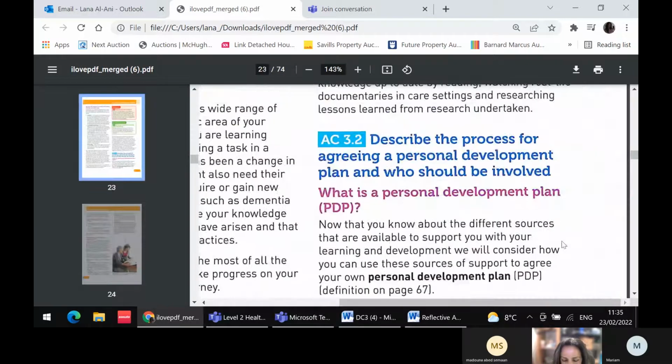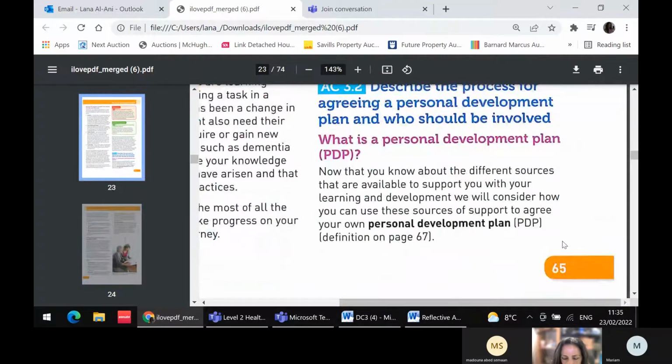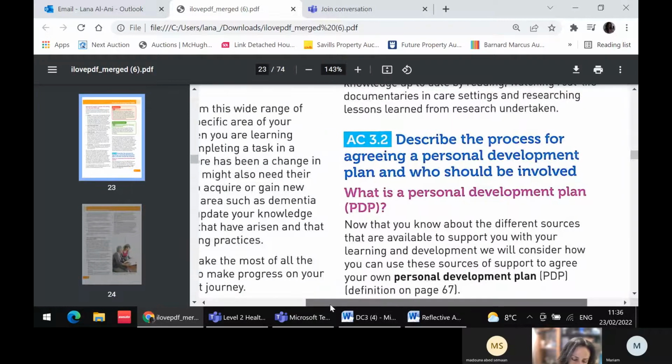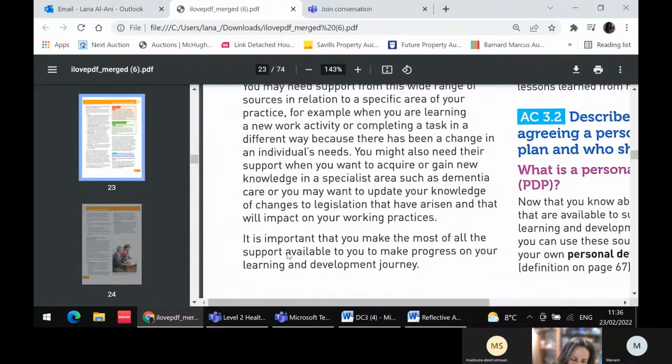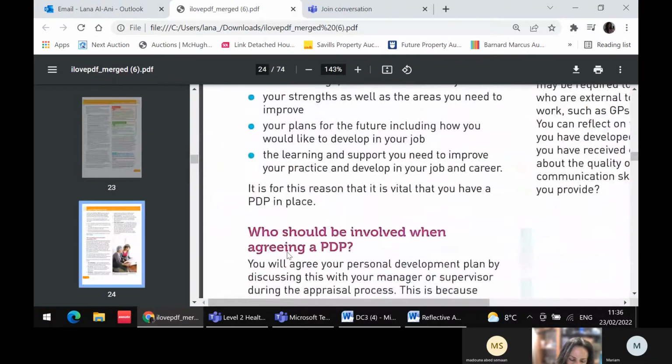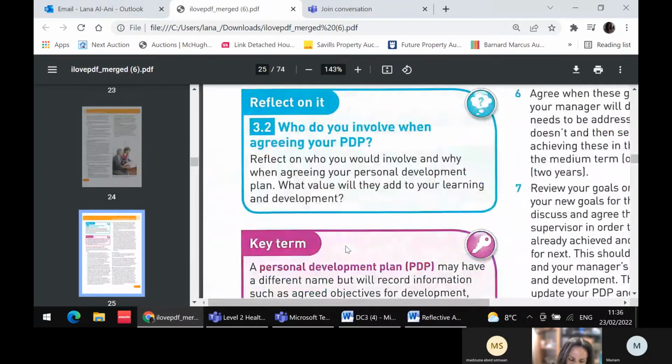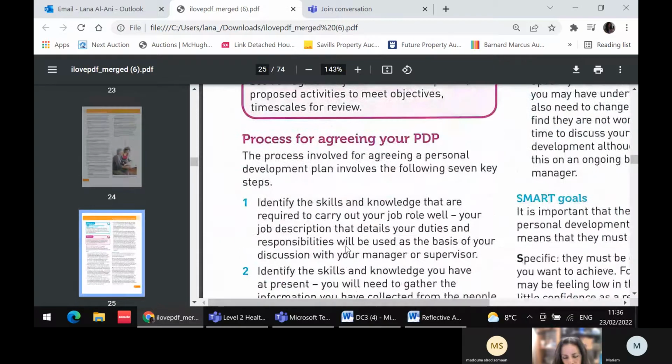Let's see. So as we said, who should be involved in your personal development plan? You and your manager should always be involved in your personal development plan. The process about how to agree on your key areas. What's the process of agreeing on your PDP?